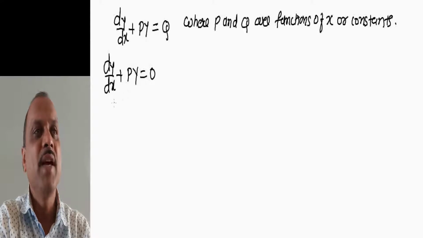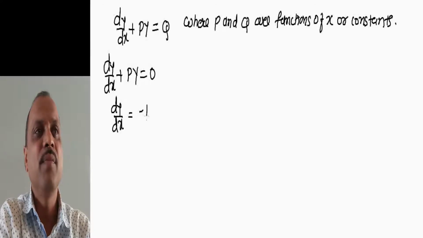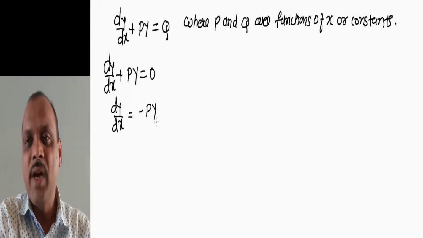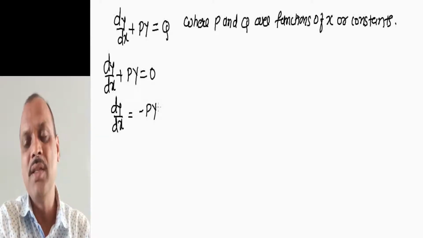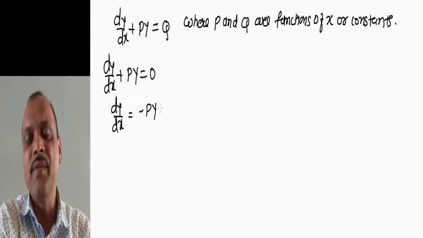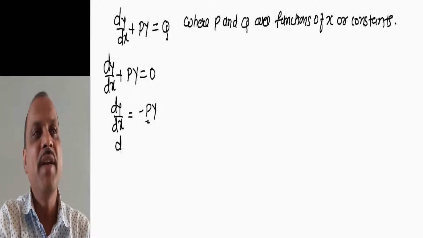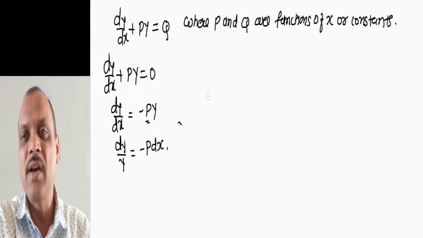Now you can see that we write it as dy by dx equal to minus py. We are here separating the variables, that means we are separating the terms of y and the terms of x. You can see that p is a function of x, so we take this p and the term dx, and on the other side we take the term dy and y. So we can write it as dy divided by y equal to minus p into dx. You can see that the variables are now separated.